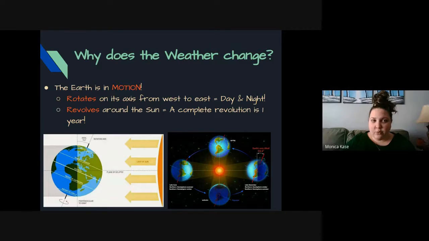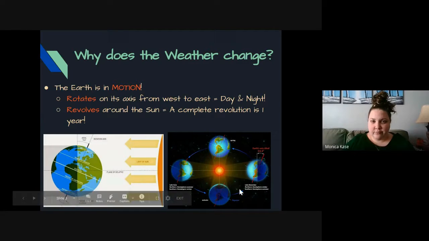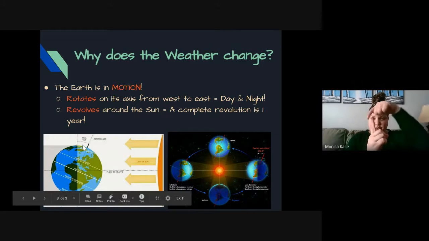Then we have revolves. Okay, so our Earth revolves around the sun. One complete revolution is 1 year. Okay, so the rotating on its axis is that first picture. So it's got the axis and it's rotating on it. And then we also have it revolving around the sun that is in the middle. All right, so it is doing both things at the same time.